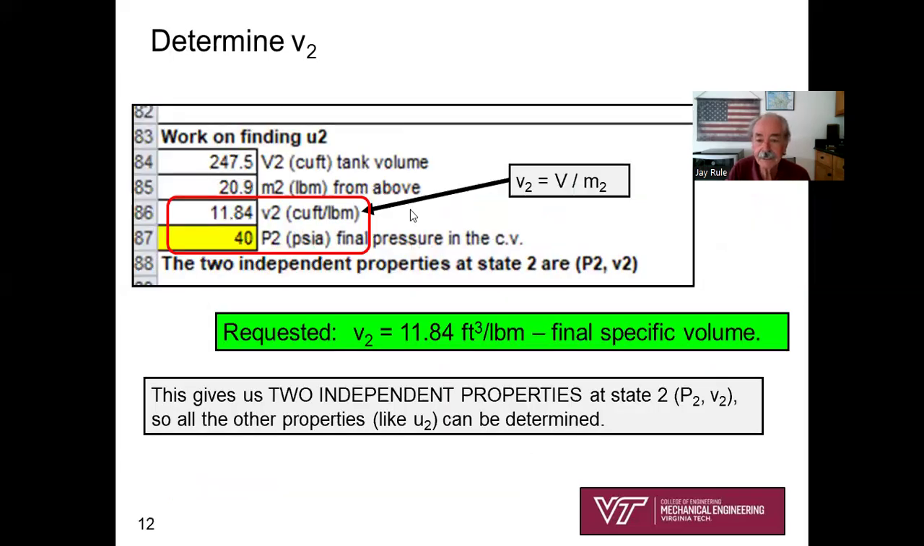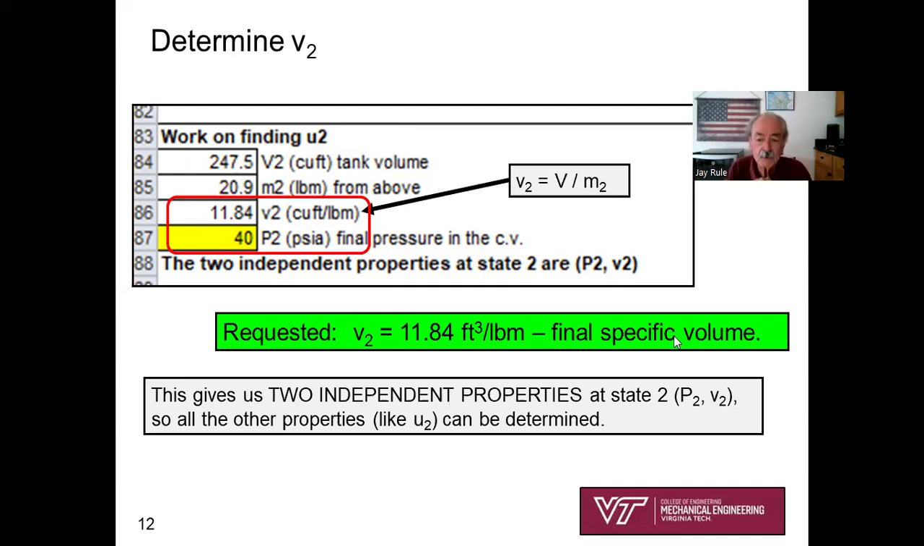Now let's determine v2, little v2, the specific volume at state 2. We've got the given volume of the tank, and we just found m2, the mass. I remember the definition of specific volume. It's V over m. So little v2 is 11.84 cubic feet per pound. We're going to get a 50 on our homework right now because we've got half the problem solved. Little v2 is equal to 11.84 cubic feet per pound. That's the final specific volume requested.